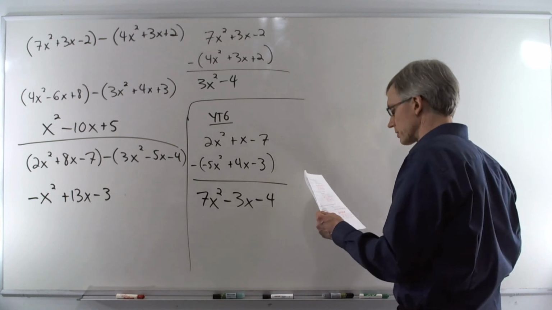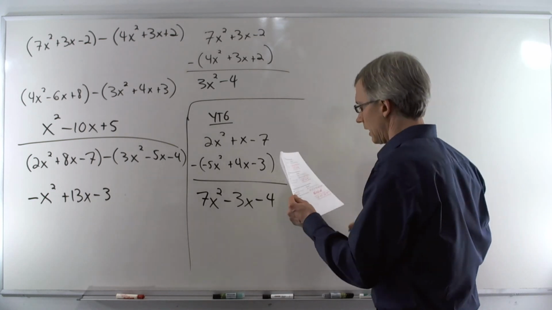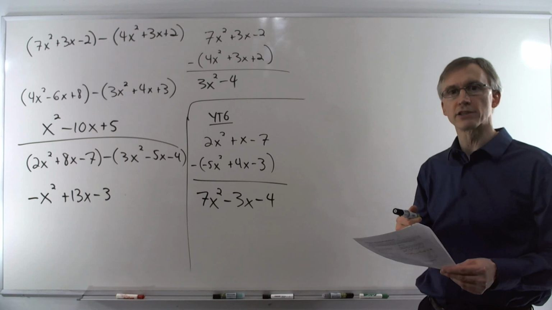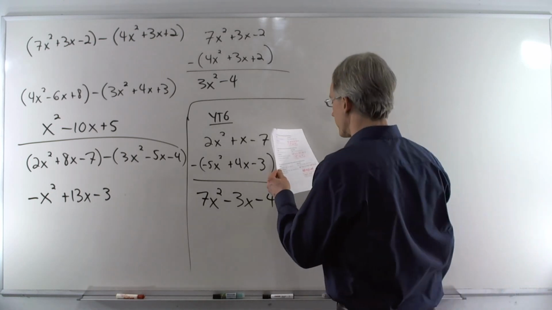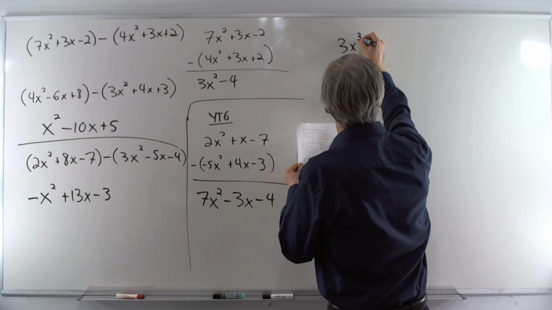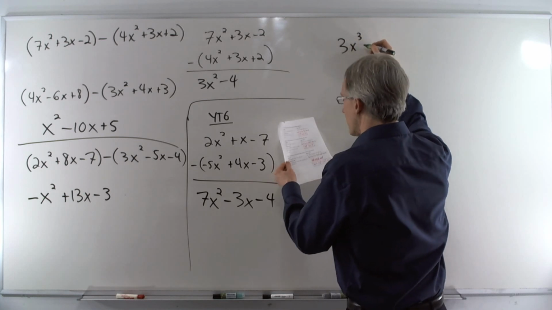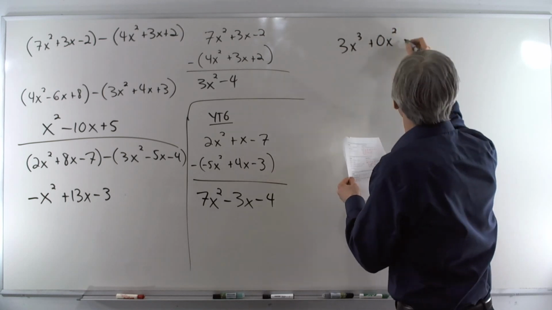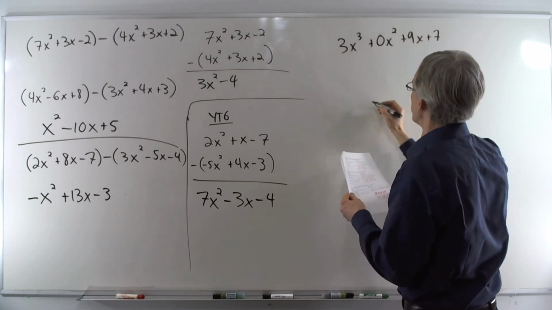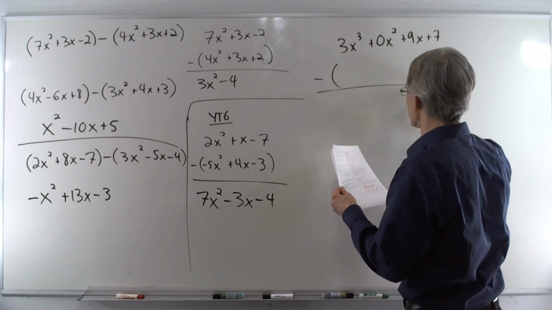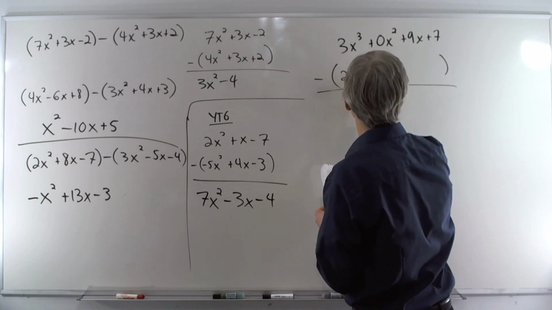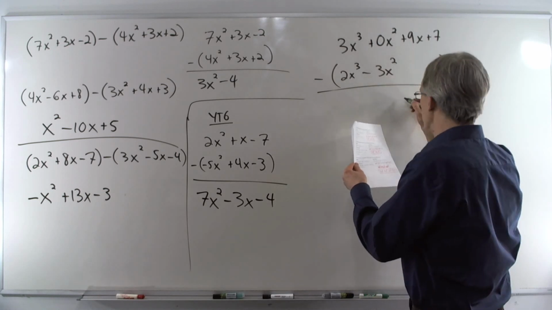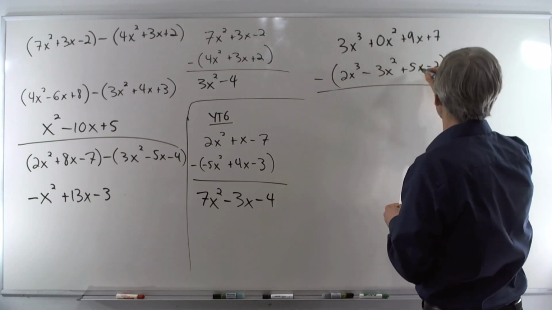Now sometimes we're going to have polynomials with some missing terms. And I find in this case it's especially helpful to use the vertical method and then use 0 placeholders for any missing terms. So we've got 3x to the third. There's no x squared term in the first polynomial, so I'm just going to write that as plus 0x squared plus 9x plus 7. And from that, we are going to subtract 2x to the third minus 3x squared plus 5x minus 2.